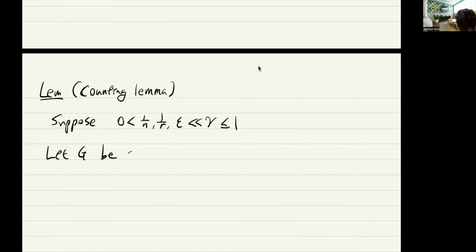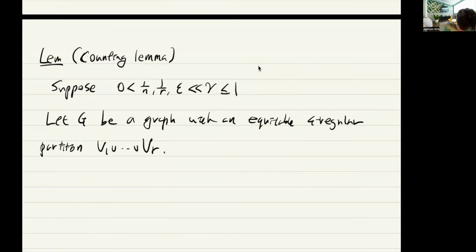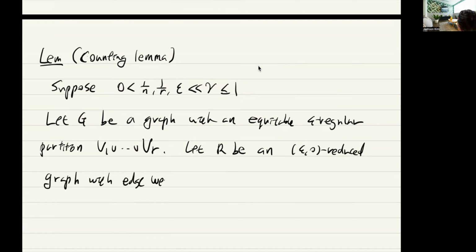And let G be a graph with an equitable epsilon regular partition P1 to PR. And let R be an epsilon-weighted graph with weights wij being the density between Pi and Pj.